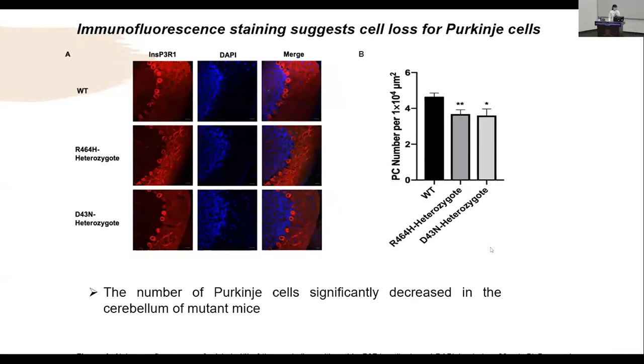Then I applied immunofluorescence staining to examine the cellular changes in the Purkinje cells. The results show that the number of Purkinje cells significantly decreased in the cerebellum of mutant mice.